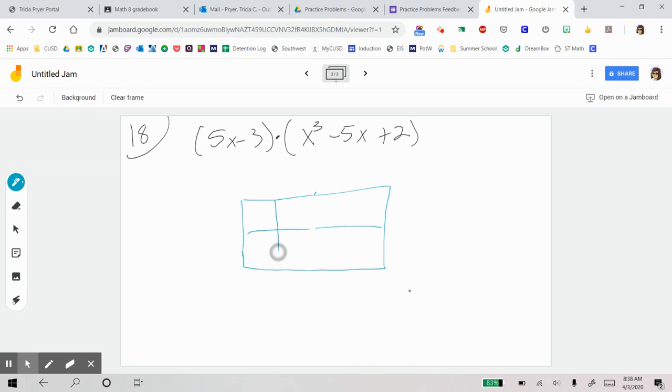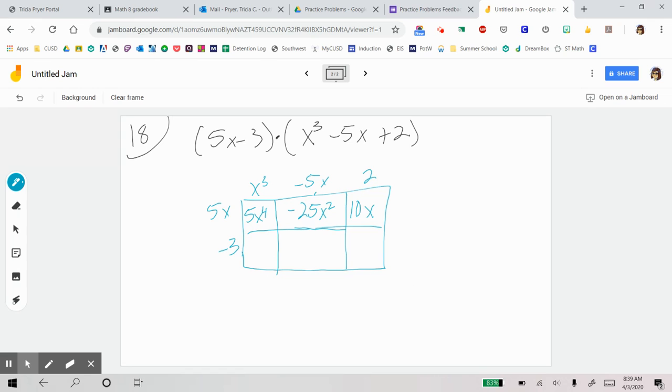Okay, so we have a binomial by a trinomial, so I want a 2 by 3 box. So I have 5x minus 3 times x cubed minus 5x plus 2. And then I just multiply everything and add them all together. 5x times x cubed is 5x to the 4th. 5x times negative 5x is negative 25x squared. 5x times 2 is 10x.